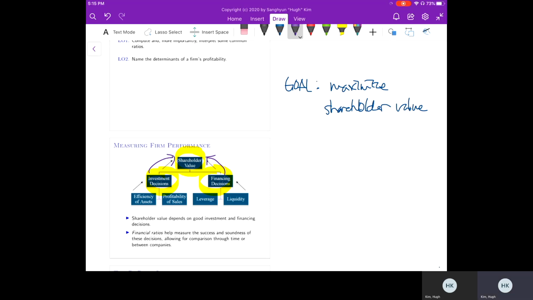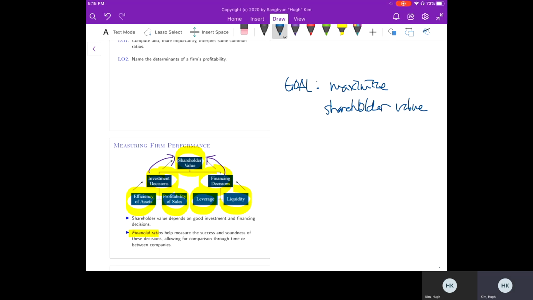And there are two aspects of investment decisions: efficiency of assets and profitability of sales. And also there are two aspects of financing decisions: leverage and liquidity. So as you can see in this chart, shareholder value depends on good investment and financing decisions, and financial ratios can help measure the success and soundness of these decisions and also allow for comparison through time and between companies.